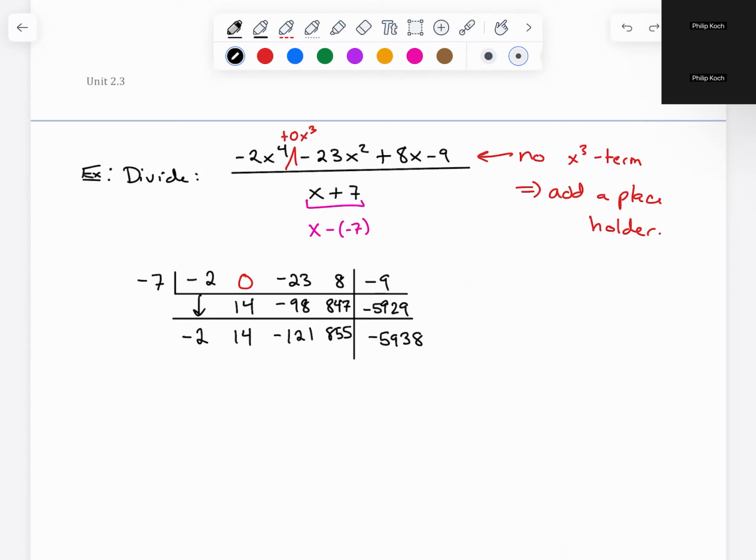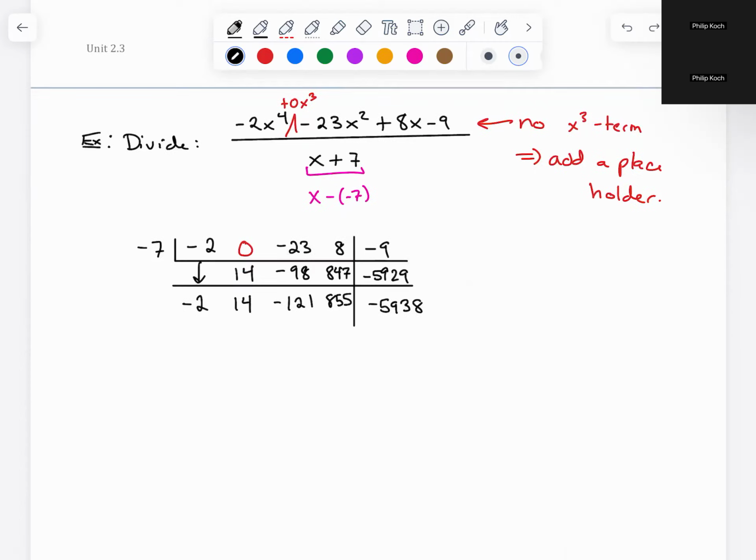So we've got that. So that gives us our polynomial long division. We had a degree 4 and we divided by a degree 1. So the quotient, the result, should be a degree 3. So it should be negative 2x cubed plus 14x squared minus 121x plus 855 plus a remainder of negative 5,938 divided by x plus 7.